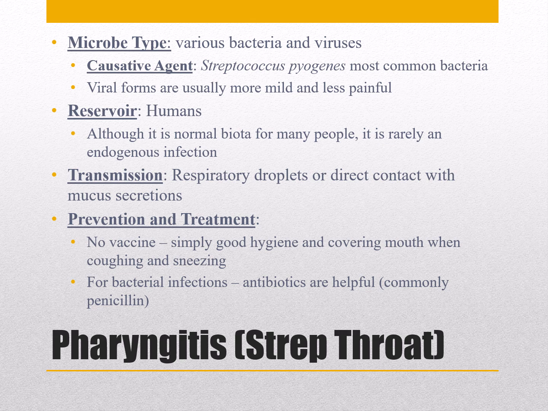The transmission is usually respiratory droplets or direct contact with mucus secretions. So maybe you're smooching on somebody who is sick or sharing a drink or something, but you come in direct contact with the secretions from their mouth. Prevention and treatment: there is no vaccine for strep throat. Just good hygiene and covering your mouth when you're coughing or sneezing, not sharing drinks, not kissing on somebody who is sick. For bacterial infections, the big thing with treatment is usually antibiotics, very commonly penicillin.